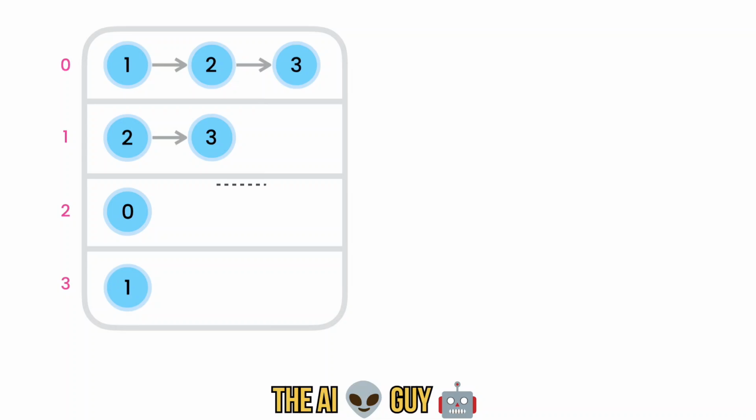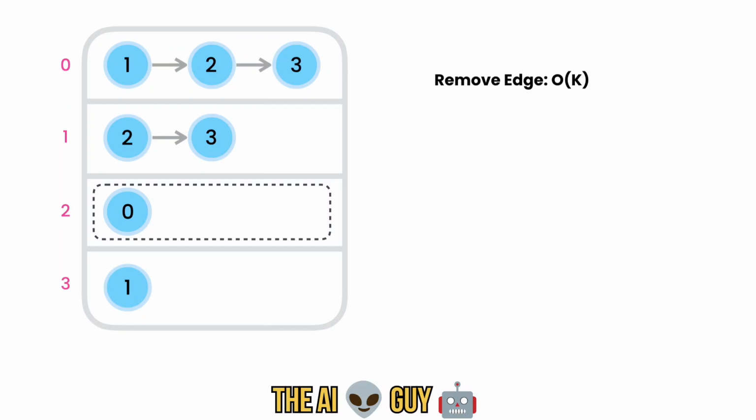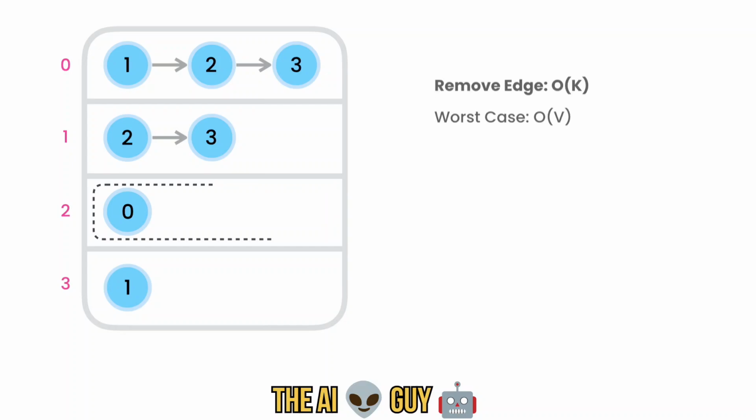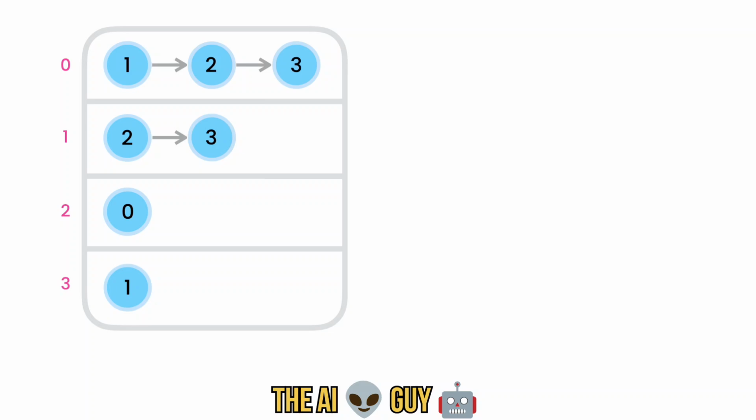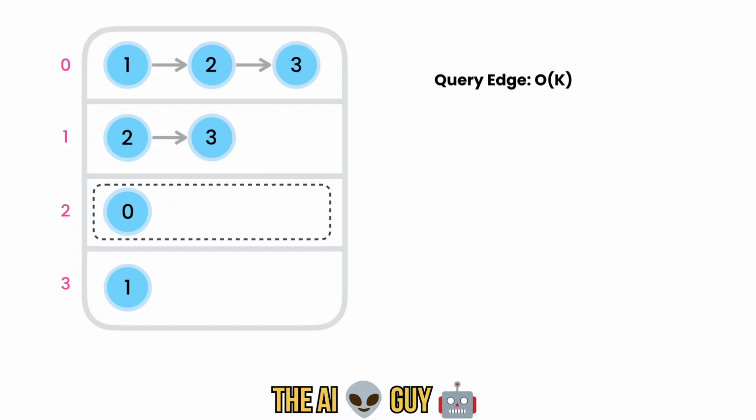What about removing an edge? Again, we have to iterate over this linked list to find the target node and remove it. So that's an O(K) operation, and in the worst case, it's going to be O(V). How about checking to see if two nodes are connected? Well, we need to iterate over the linked list for that node to see if the target node exists or not. Again, this is going to be an O(K) operation with O(V) in the worst case scenario.